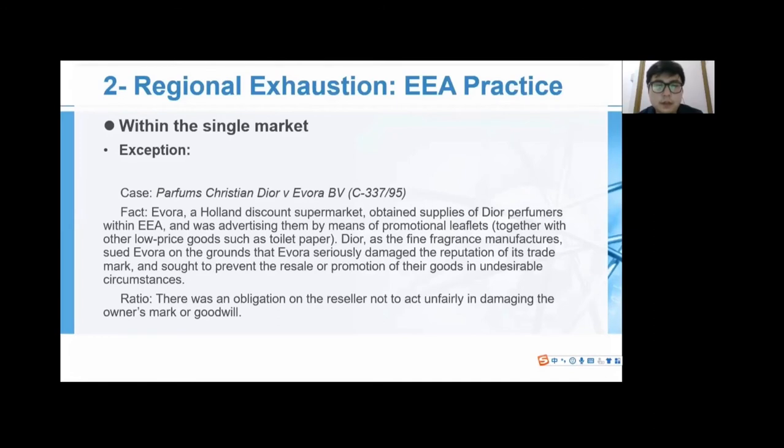At this point, the case to refer to is Dior versus Avora. In the case, Avora is a discount supermarket. He got Dior perfume and prepared to sell it. The problem was that Avora advertised to customers that he had Dior perfume by way of promotional leaflets. And in the leaflet, he put Dior together with low-price goods such as toilet paper.